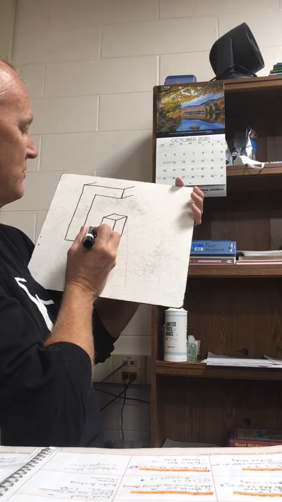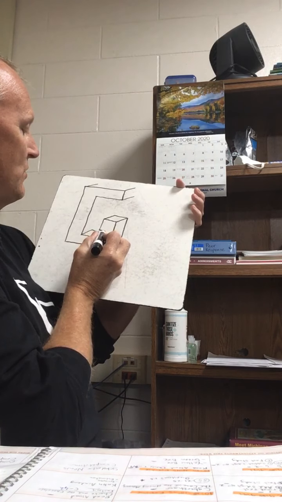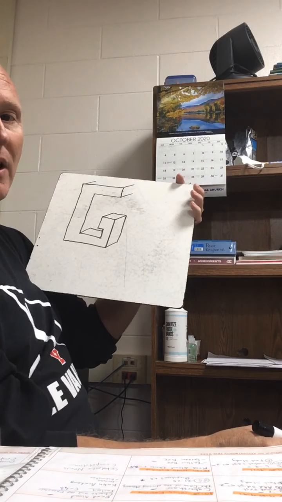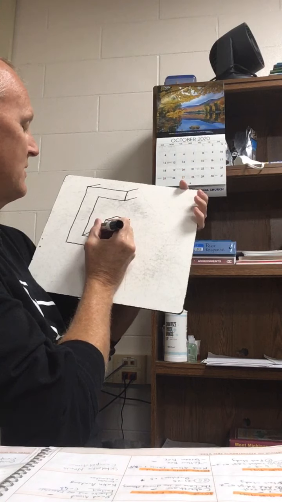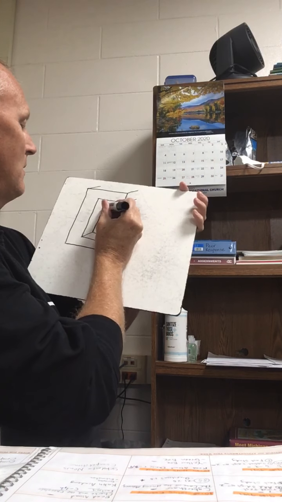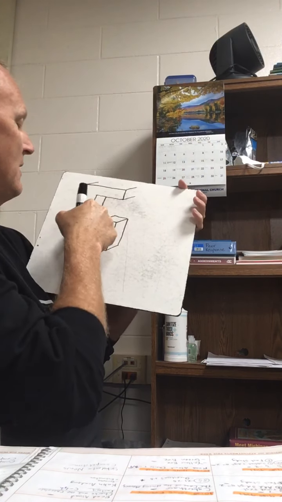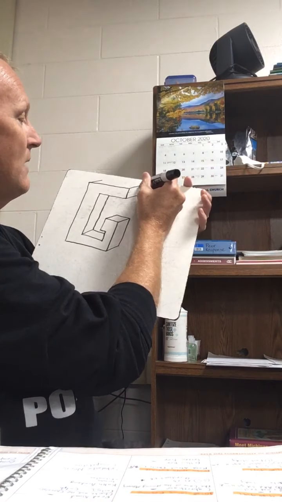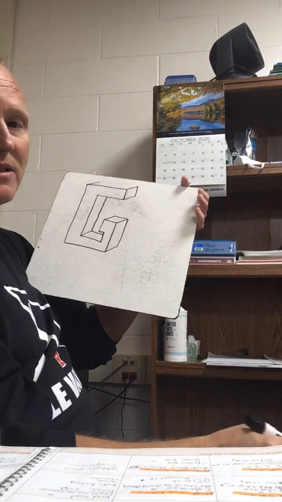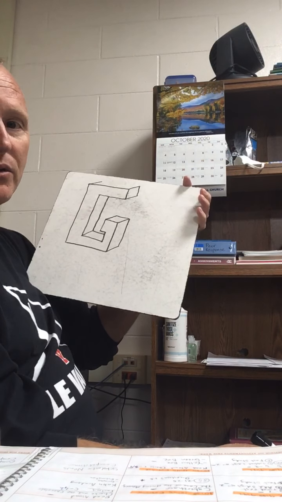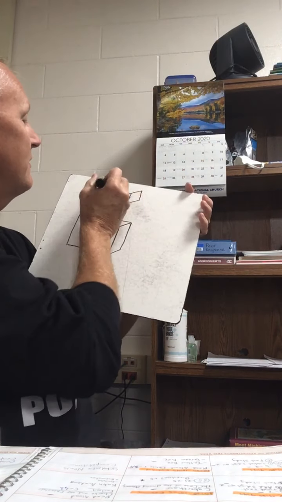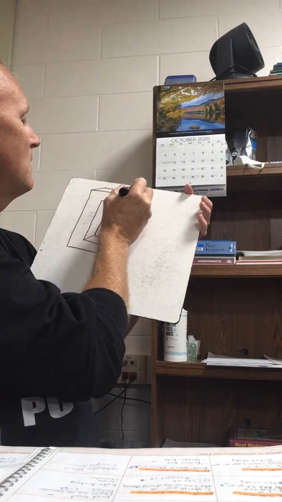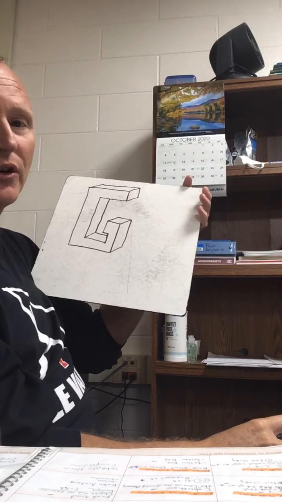From here, we're going to go straight across to create a face on the bottom there. And from that vertex straight up, that creates another face on the inside. Connect these two endpoints, and you have another face. And connect your two parts on the top, and then you'll have another face. So there you have your three-dimensional letter G.